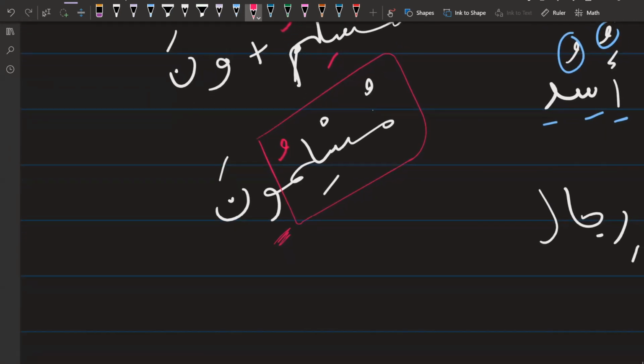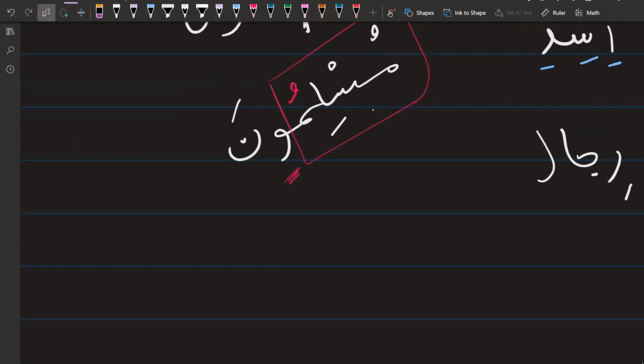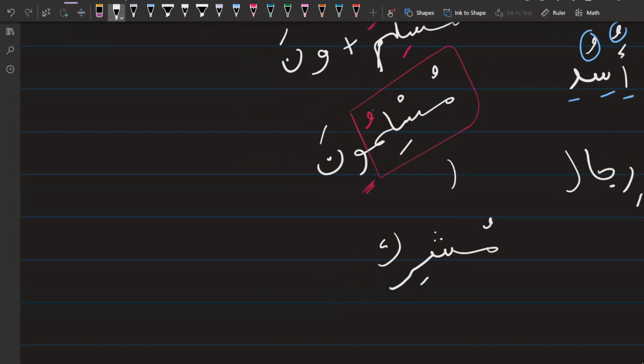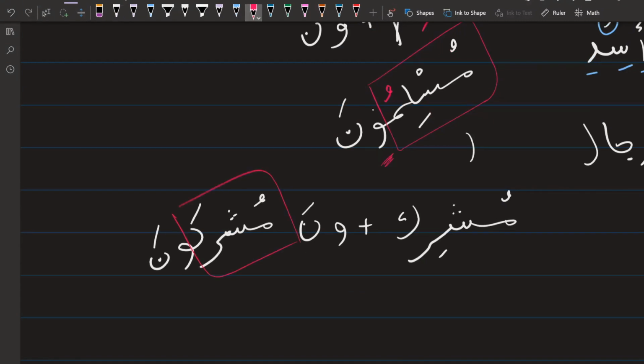So we can give another example. What is the opposite of Muslim? Mushrik. Mushrikun, and you say mushrikuna. As you can see, we have our word mushrik exactly the way we had it here.